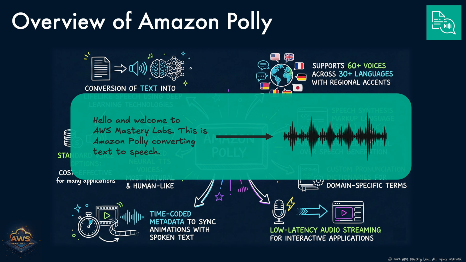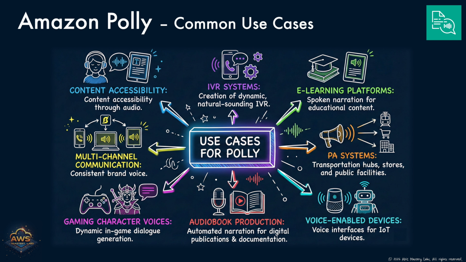Amazon Polly opens the door to a wide range of real-world applications by transforming text into lifelike speech. It empowers developers and businesses to create rich, engaging audio experiences that scale across industries and use cases. One of Polly's most impactful applications is in content accessibility. By generating spoken versions of digital content, Polly helps organizations ensure their websites, apps, and documents are accessible to visually impaired users, making the digital world more inclusive and user-friendly.